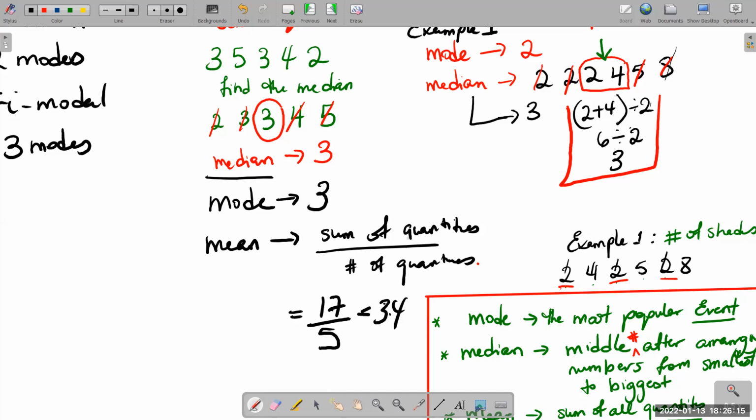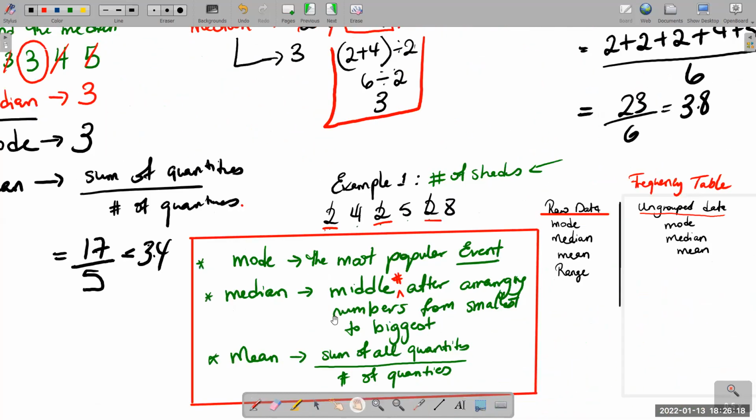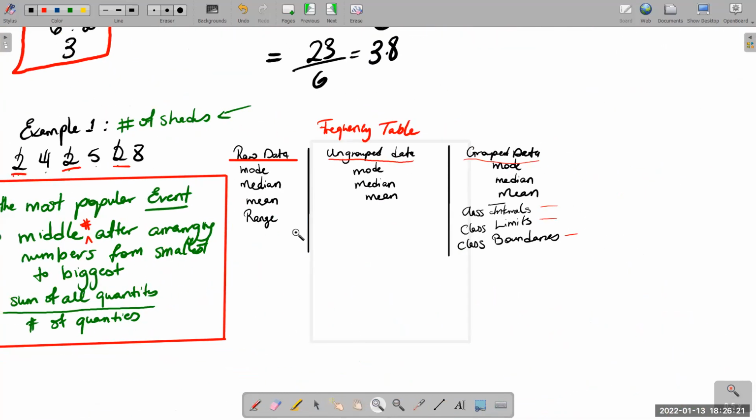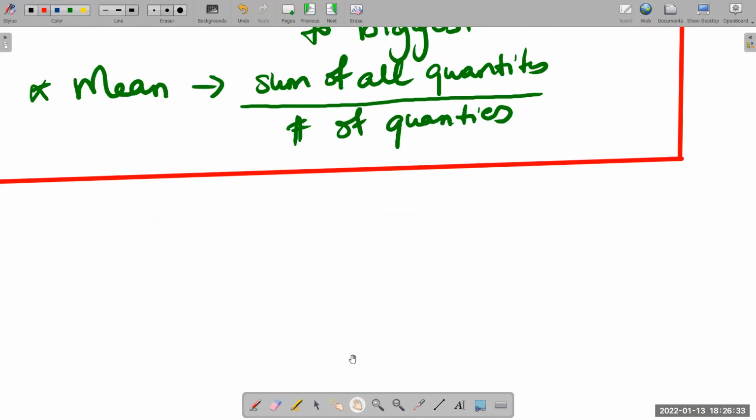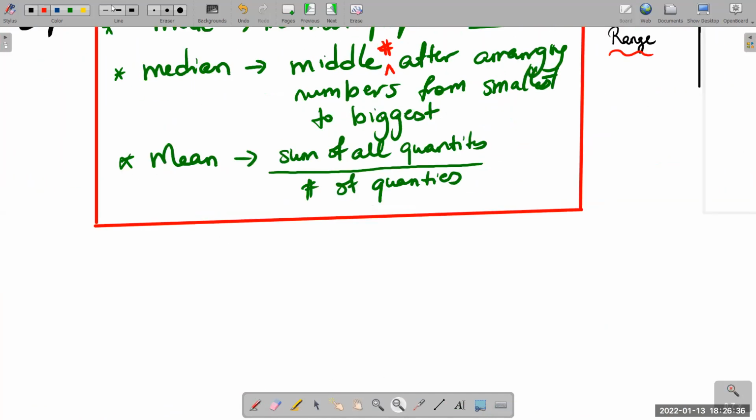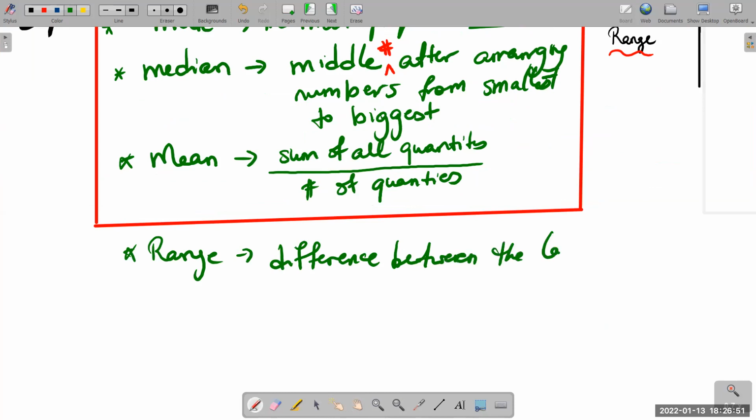All right, so I think we are safe to check off the following items. So let me zoom in here and we could tick off mode for raw data, median, and mean for raw data. Now we need to look at range. Range, let me write it below here. So everybody write this down with me quickly. Range is the difference between the largest and smallest event. The largest and smallest event.